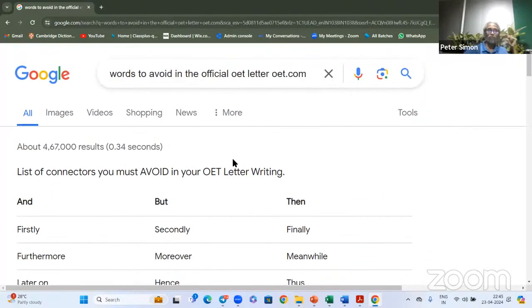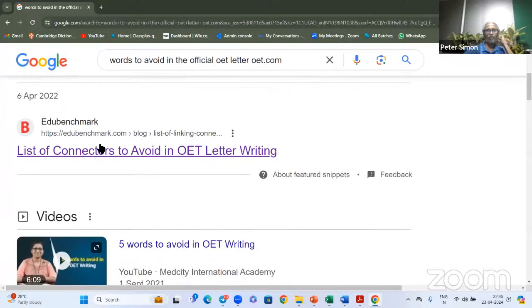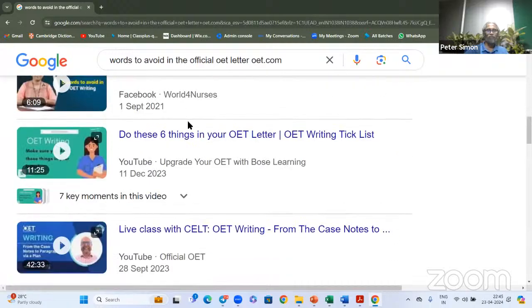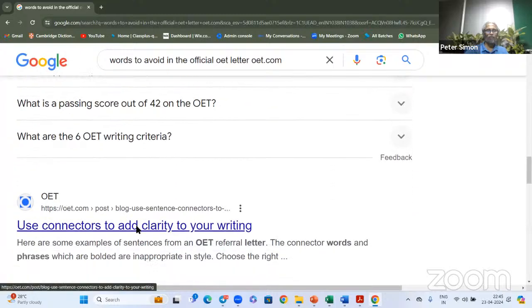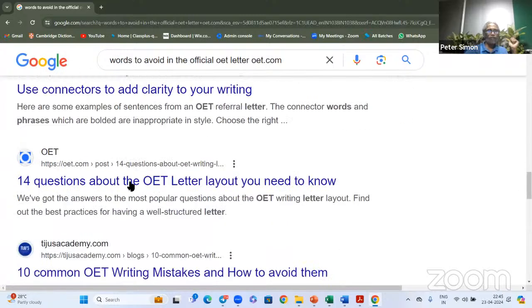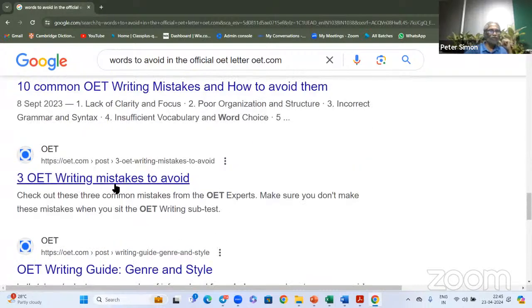So these are some words to avoid. This is from Benchmark Education. So here let us see the writing mistakes to avoid.